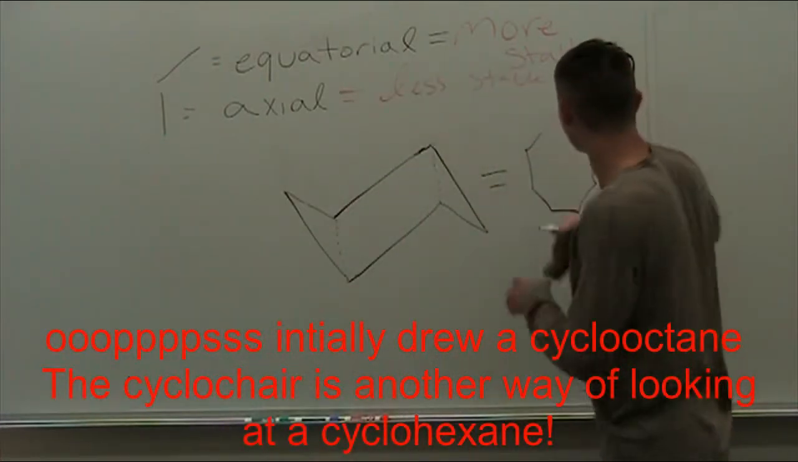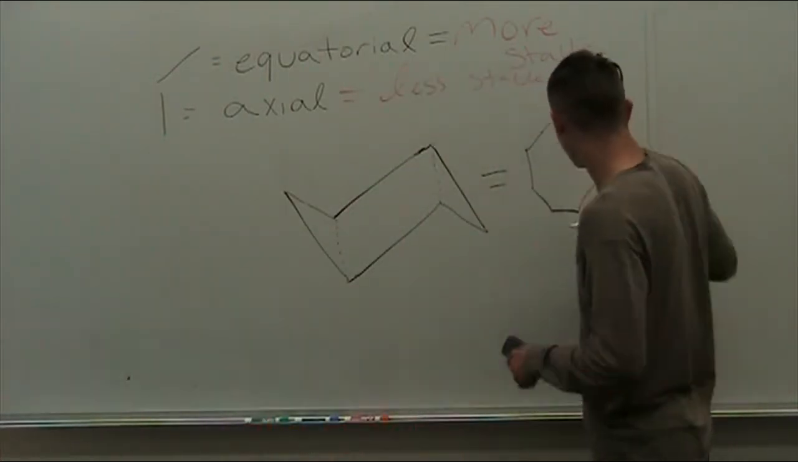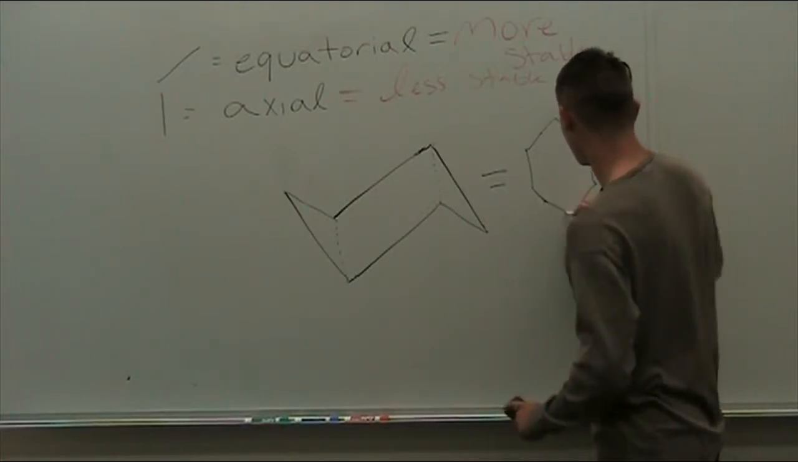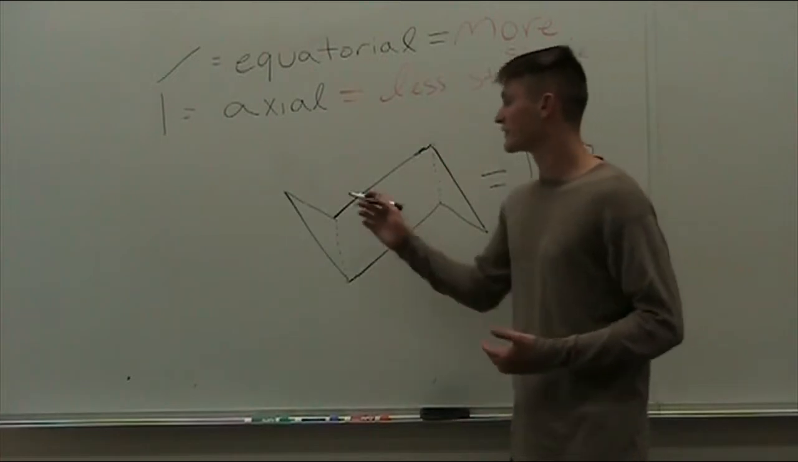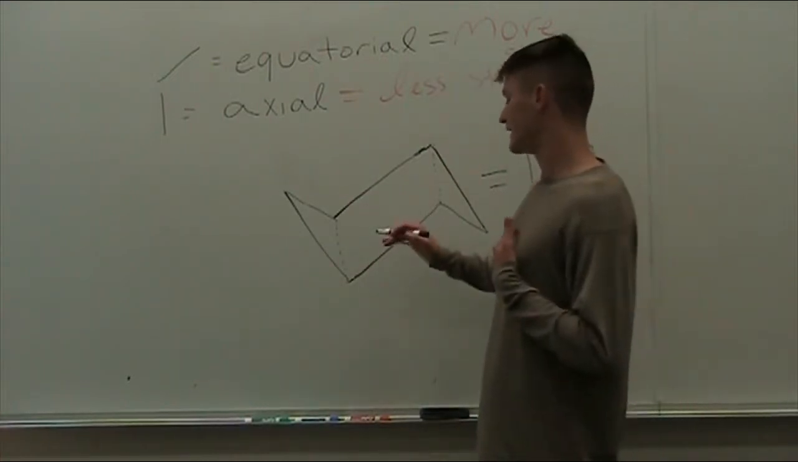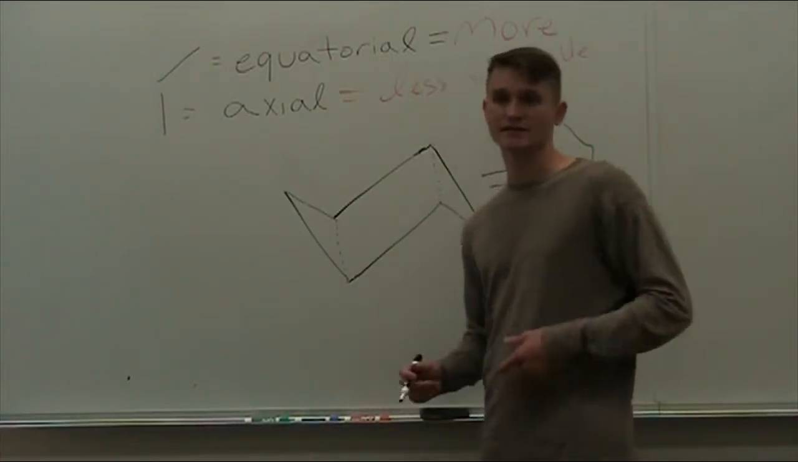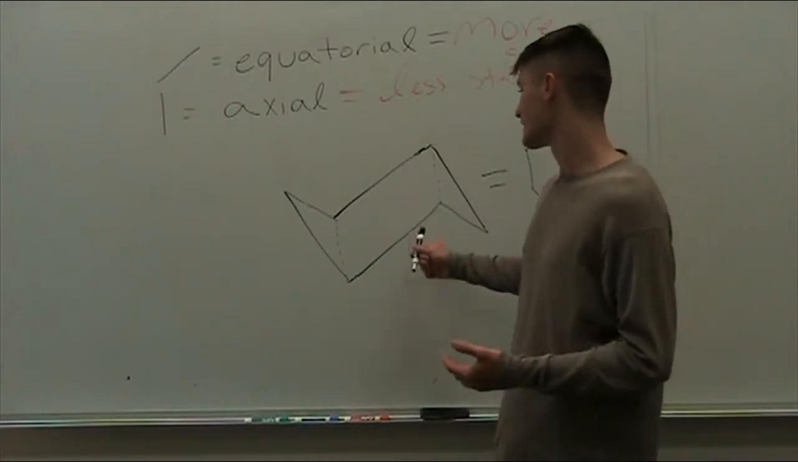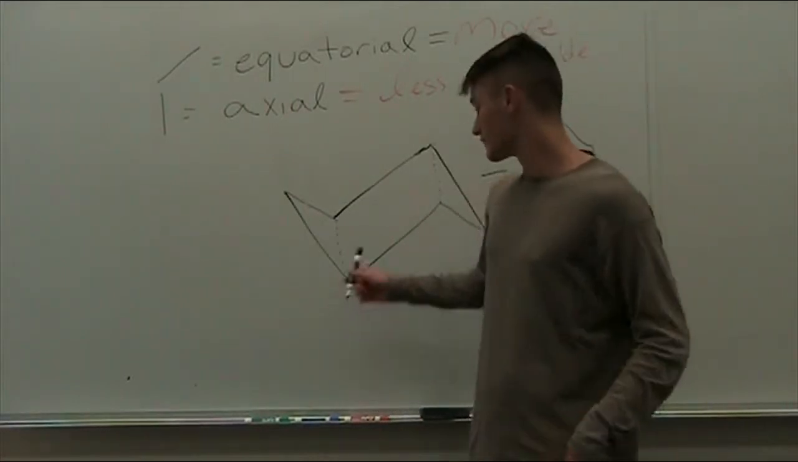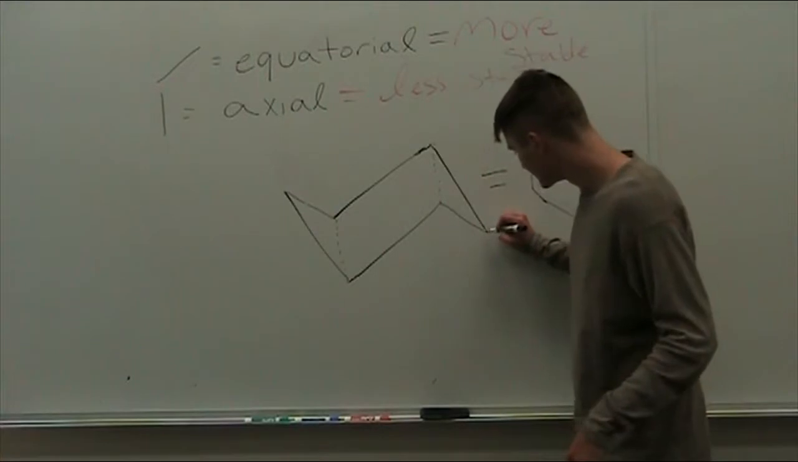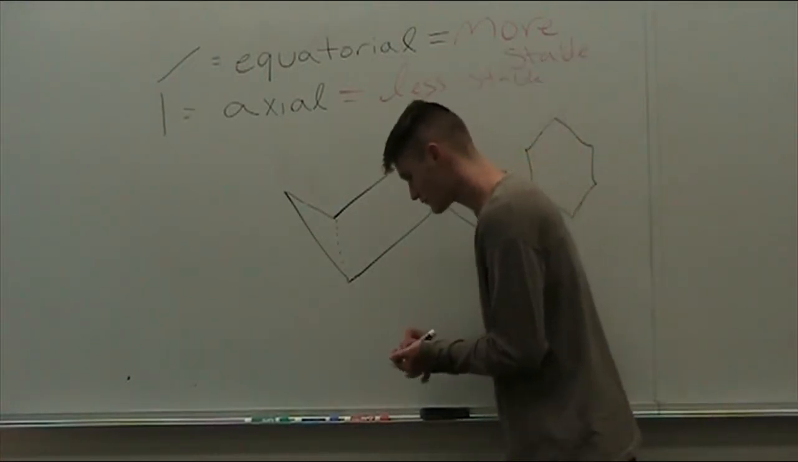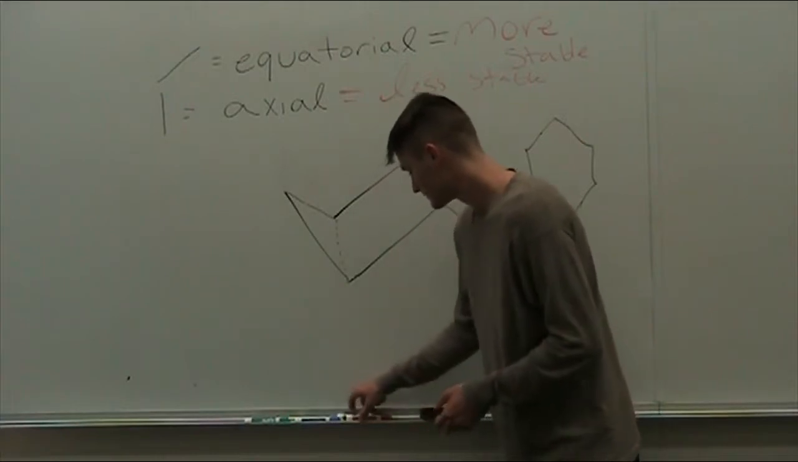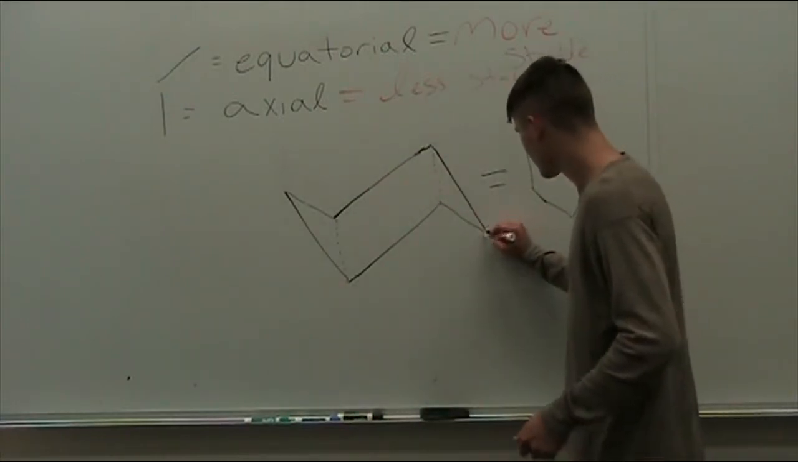Alright, cyclohexane. These are equal to one another. Sometimes a question or test is going to tell you to draw the cyclohexane, or draw the chair. So this is what the chair is, and each of these is a carbon. So you have one carbon here. Let's do it in red so you guys can see it better. You have one carbon here.